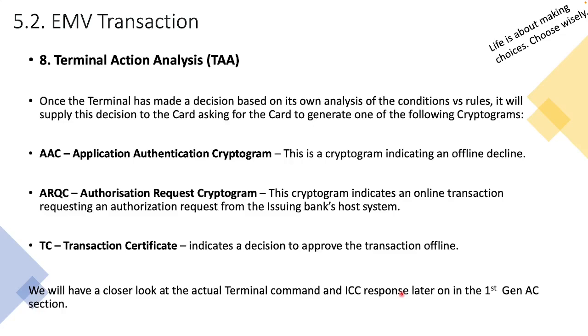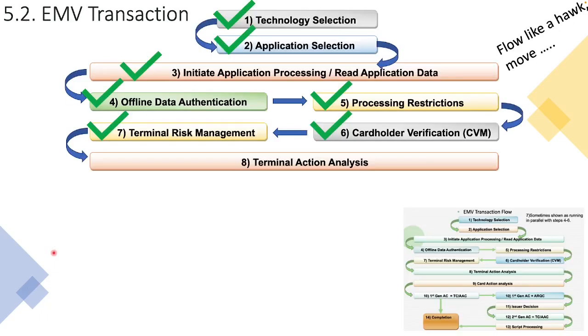Okay, but basically this brings us to the end of the terminal action analysis phase. The output of this is the terminal requesting the card to generate one of three cryptograms: an offline decline, AAC, a go online request, which is an ARQC, or a default to let's approve this transaction offline. So this brings us to the end of step 8 of the EMV transaction, which is terminal action analysis.